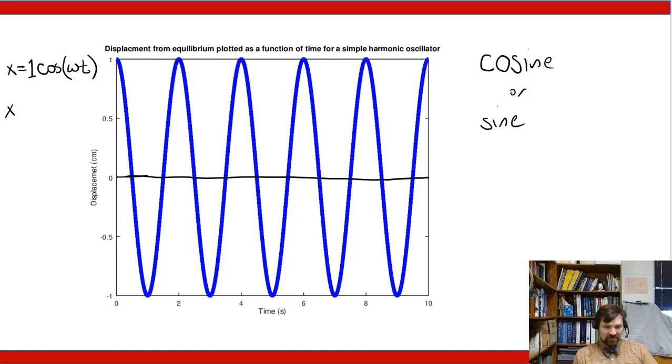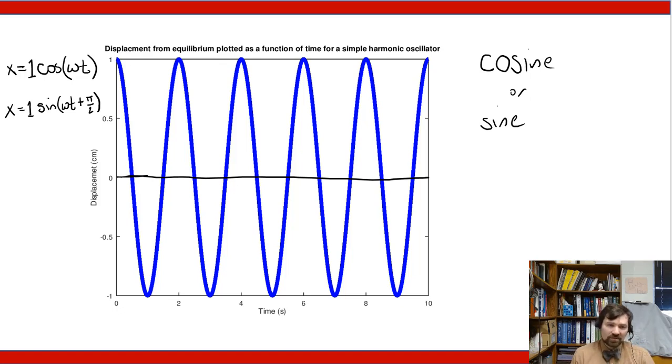You could also say that this is the same as 1 times the sine of that same omega times t, but with an additional factor. And that additional factor is that we are adding a pi over 2 to this sine.